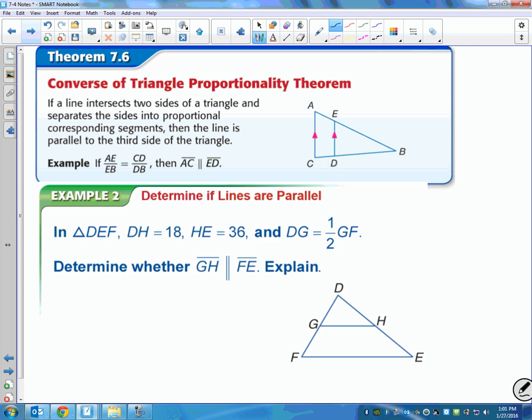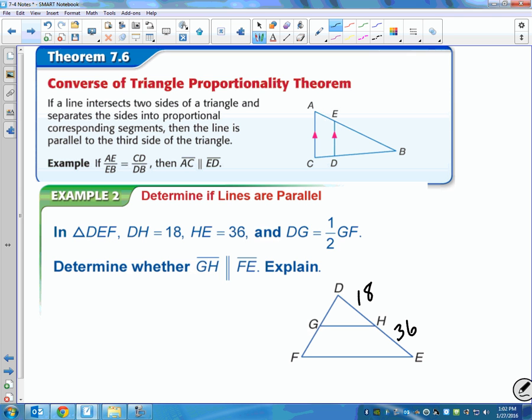Alright, the converse of this. Remember, converse just means we switch the hypothesis and the conclusion, which just says if you know the sides of the triangle are proportional, then that's enough to determine that the lines are parallel. So it says, given this lovely picture, that DH equals 18 and HE equals 36, which doesn't seem to be to scale, and that DG equals half of GF. Whoa, that's tricky. Is that parallel?